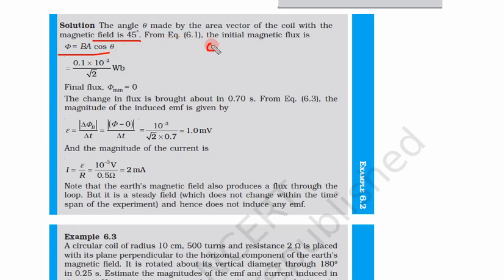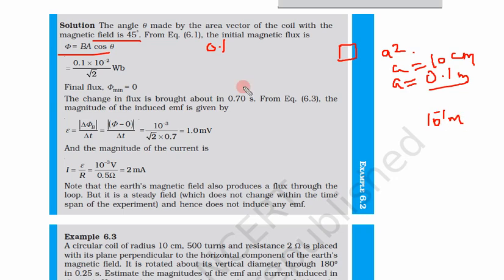Now we know that phi is equal to BA cos theta. What is the value of B? 0.1 Tesla. And what is the area? Now let us calculate the area. For a square, area is side squared, and side A is equal to 0.1 meter because A was given as 10 centimeter. 10 centimeter means 0.1 meter, that is 10 to the power minus 1 meter.